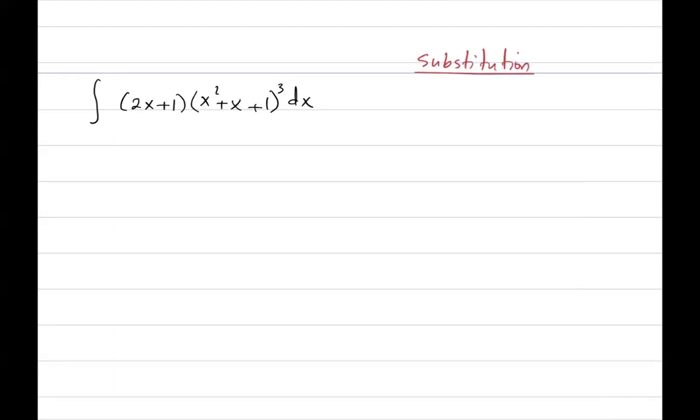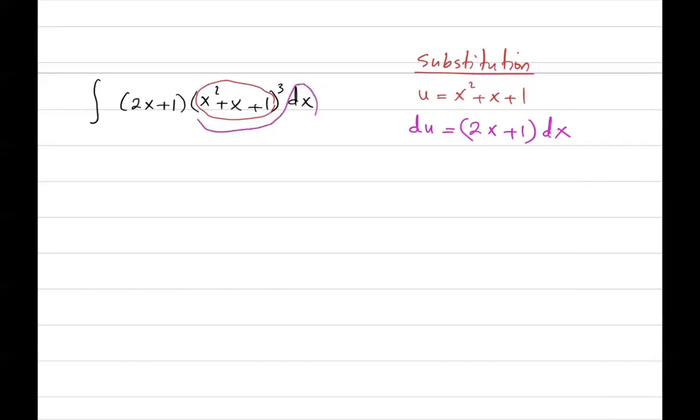In using substitution, the quantity inside the parentheses with the higher exponent, which is 3 here, can be used for your u. So you're introducing a new variable u, and you're saying that I have u = x² + x + 1, and when I take the differential, du is (2x + 1) dx. Very good. Do you have 2x + 1 dx? Yes, I can just recognize it here.